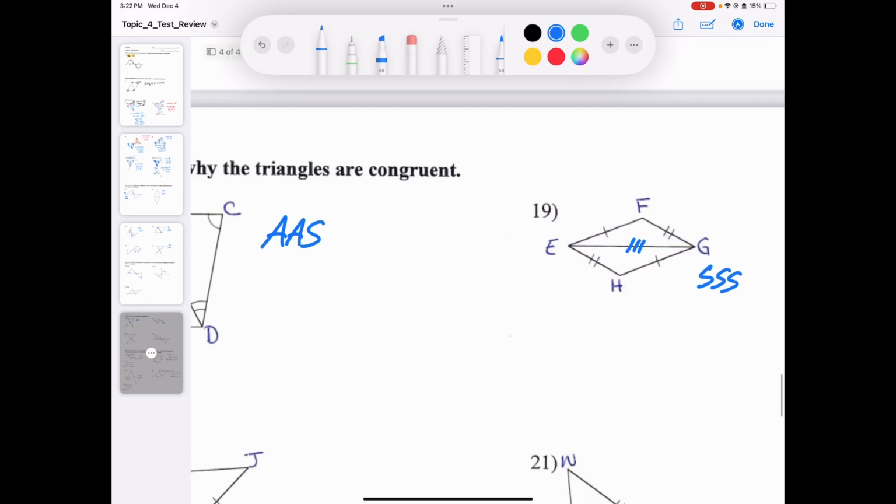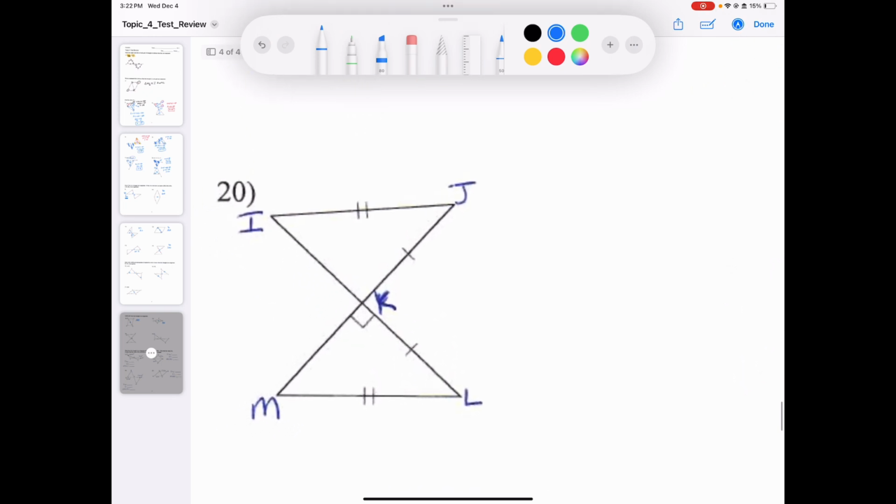Interesting. Number 20. I've got a right angle. I like right angles. That means this has to be a right angle. That is opposite the right angle, so that's the hypotenuse. It makes the other one the leg. So they're congruent by hypotenuse leg.